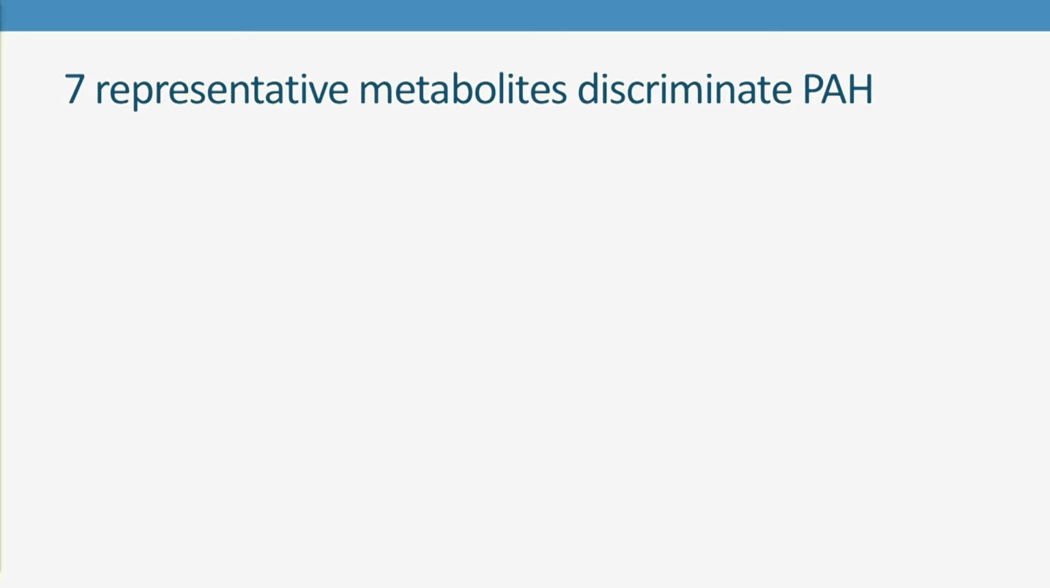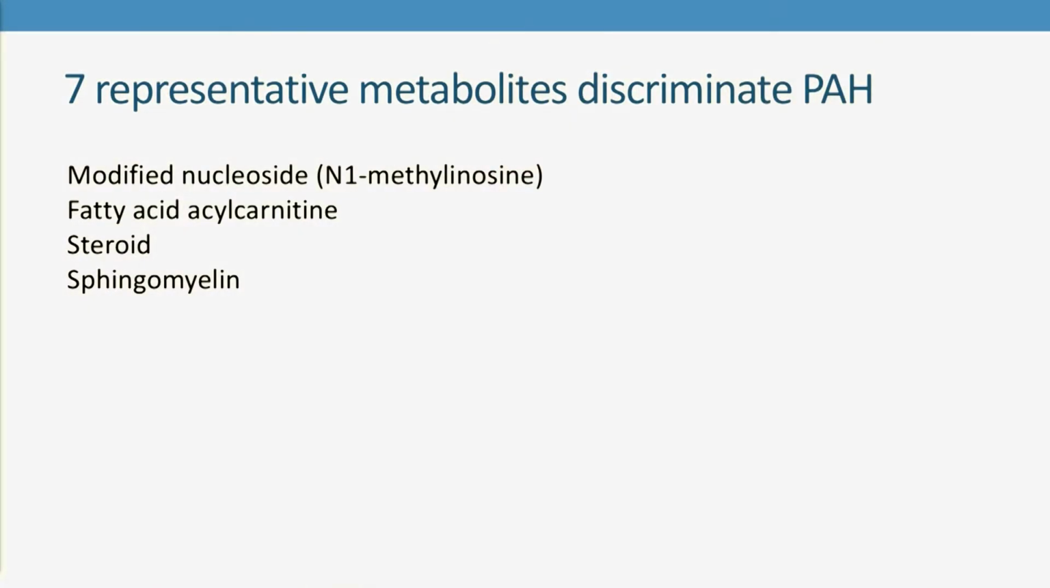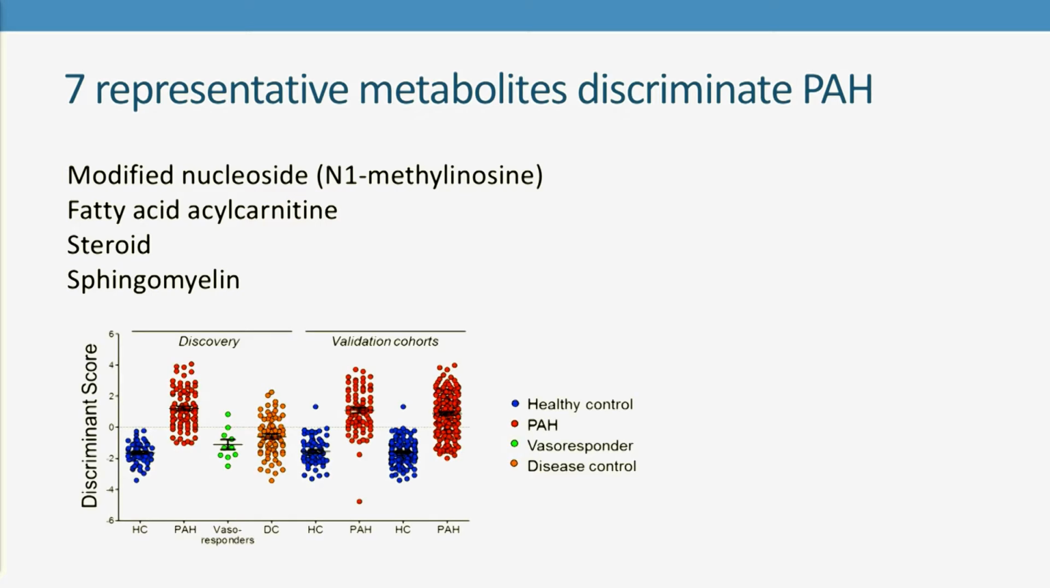So we wanted to see if we could create a model using a minimal set of metabolites to actually discriminate PAH from our controls. So we did a logistic regression analysis to reduce it to 7 representative metabolites. I say representative because we had multiple metabolites from similar pathways, so we had lots of modified nucleosides. In this case, we picked N1-methyladenosine, but we had others as well. We selected a single acylcarnitine, a steroid, and a sphingomyelin, but from all of those groups, we had multiple metabolites going in the same direction. So this is the discriminant score that we were able to build using those 7 metabolites.